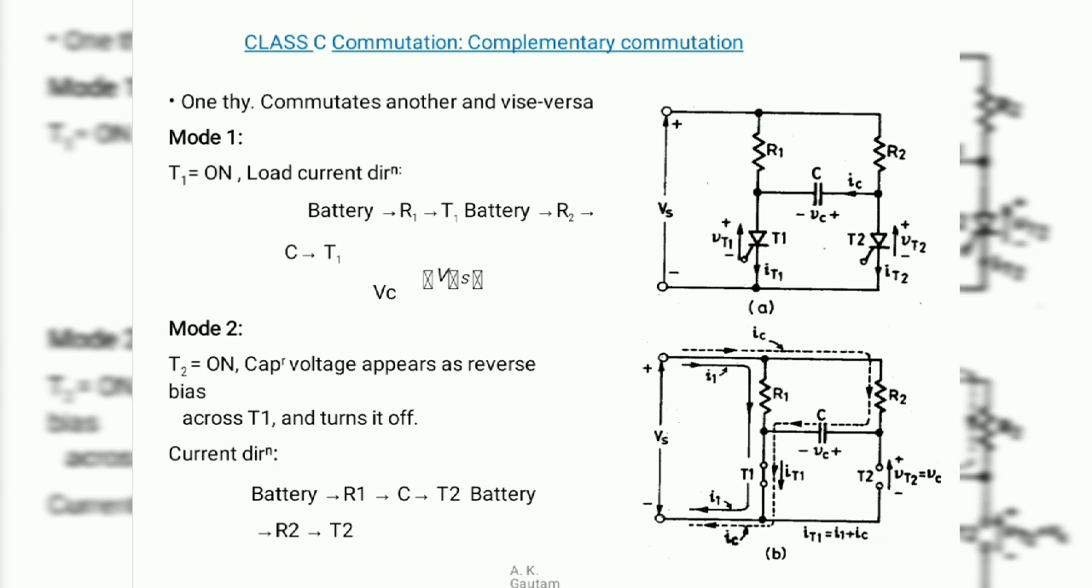See here, there are two cases. Mode 1: T1 is on, when thyristor T1 is on. During the positive half cycle, you are going to provide some amount of positive voltage.